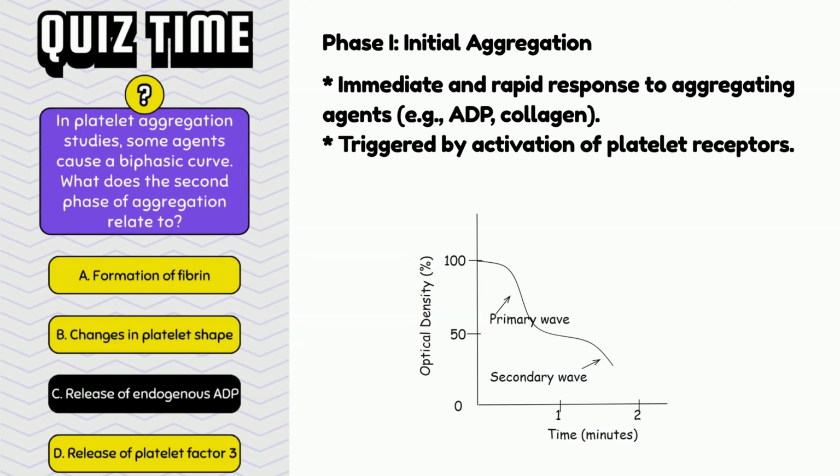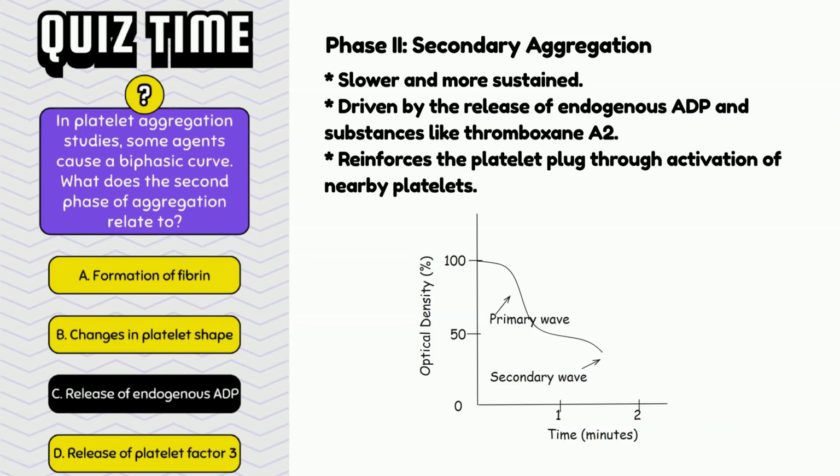Here's why. In phase 1, initial aggregation, when an aggregating agent is added, platelets initially aggregate rapidly. This is a response to immediate activation of platelet receptors. Phase 2, secondary aggregation. After initial aggregation, the curve typically shows a second phase of aggregation, which is slow and more sustained. This secondary phase occurs because platelets release endogenous ADP and other substances from their dense granules. The released ADP then activates neighboring platelets, promoting further aggregation and reinforcing the platelet plug.